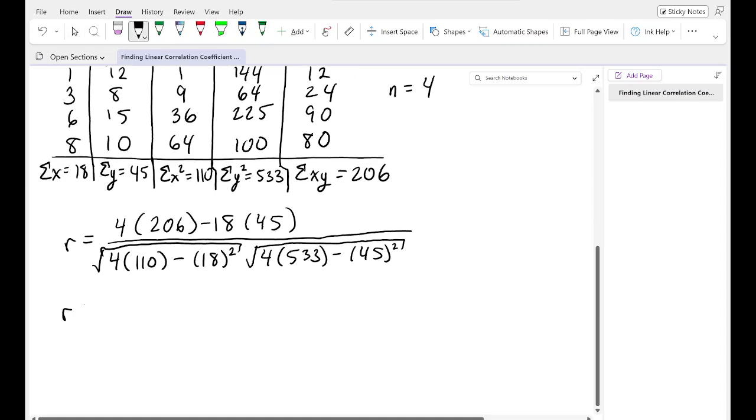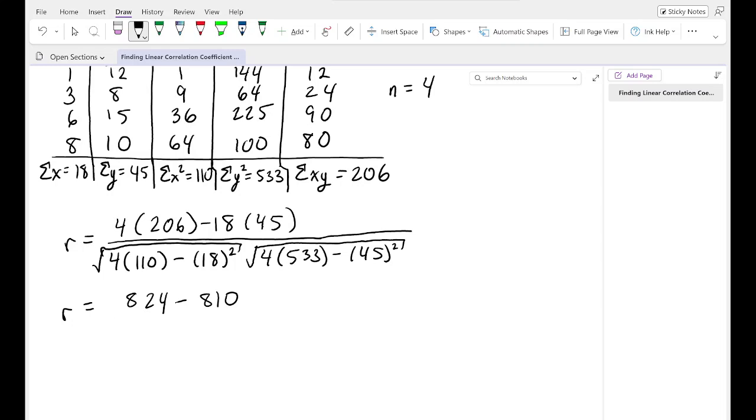So just going to do the math. 4 times 206 is going to give me 824. 18 times 45 is going to give me 810. Do the square roots: everything in the first square root is going to give me 116, so the square root of 116. And everything in the second square root is going to give me 107. Now I'm just going to do the top, which is a nice easy 14. And I'm going to do the bottom: square root of 116 times the square root of 107, just throw it in a calculator.